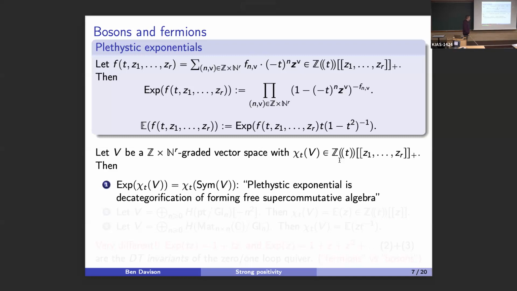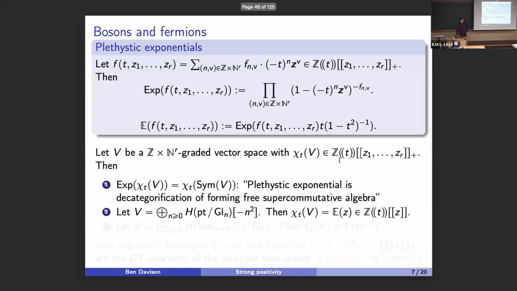Then here's the punchline. If I take the free supercommutative algebra generated by V, if all of these coefficients are positive, then that just means the free commutative algebra generated by V. I take the free commutative algebra generated by V, and take its characteristic function. That's the same as taking the characteristic function and taking the plethystic exponential of that. So that's really the origin of plethystic exponentials, as far as I'm concerned. It's a kind of decategorification of passing to the free supercommutative algebra generated by something.